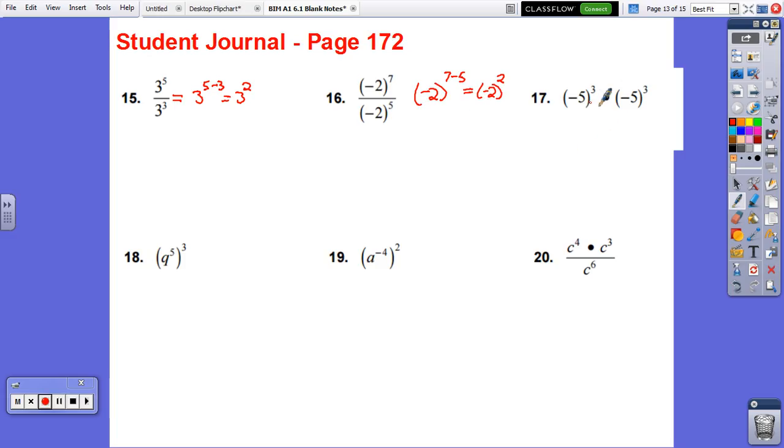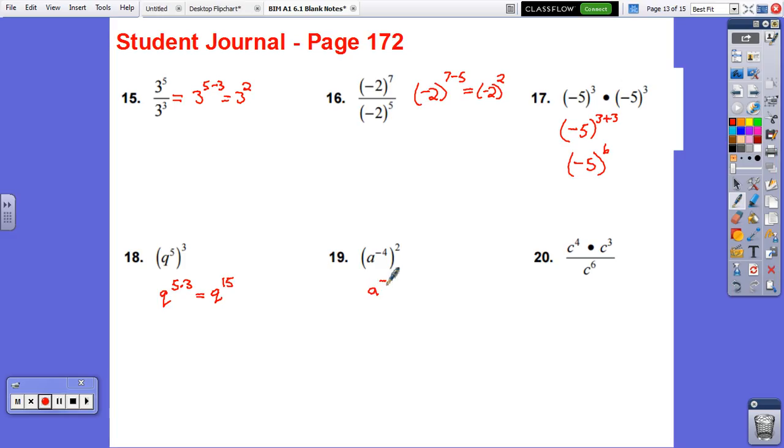Over here, these are the same base, so what we are going to do to the powers is we're going to add them. So we're going to leave the negative 5 in parentheses. 3 plus 3 is 6, so it's negative 5 to the 6th power. This is a power to a power, so what we do with the powers is we multiply them. We get 5 times 3, and so we get q to the 15th power.